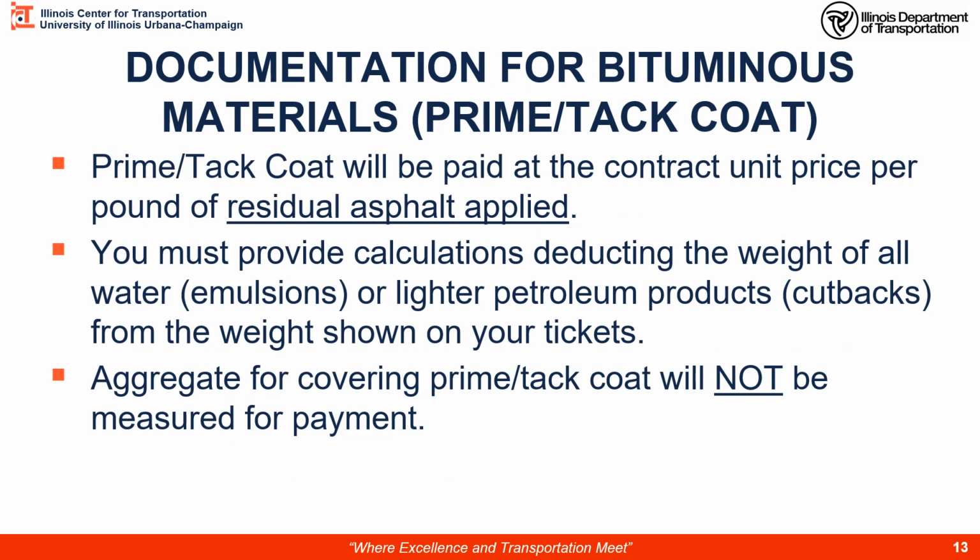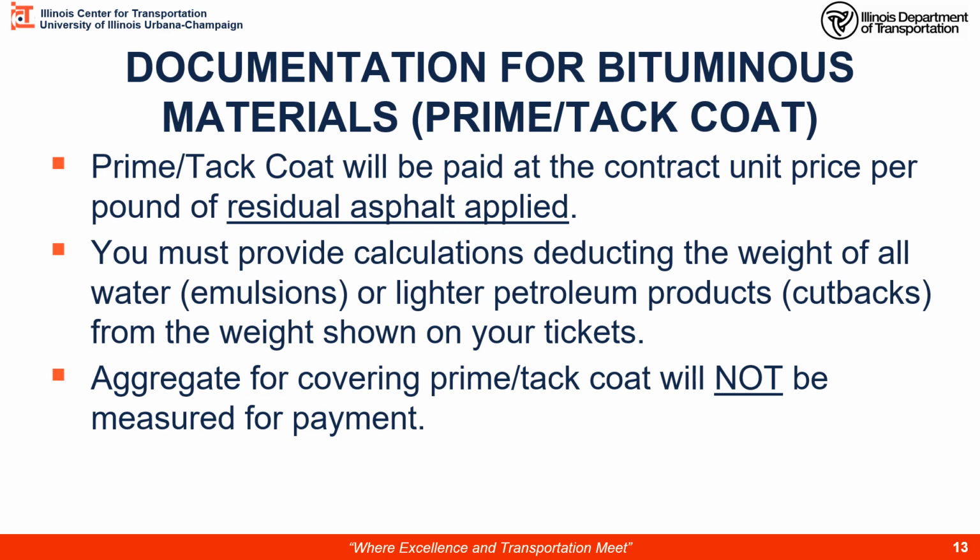So let's talk about the documentation for bituminous materials. This goes for both prime and tack coats. They are paid under the current specifications per unit price of pound of residual asphalt applied. Now that's the hard asphalt that will remain after the water from the emulsion has evaporated. So to do this, you must calculate and deduct the weight of all the water, or if it is a cutback, the petroleum products, from the weight shown on your tickets, and calculate the residual.